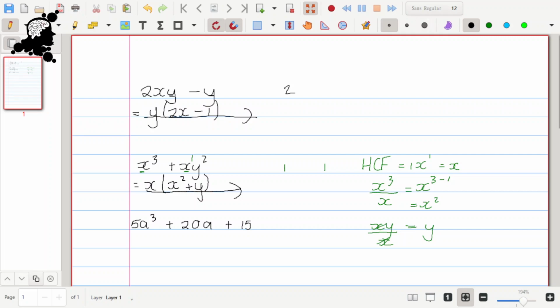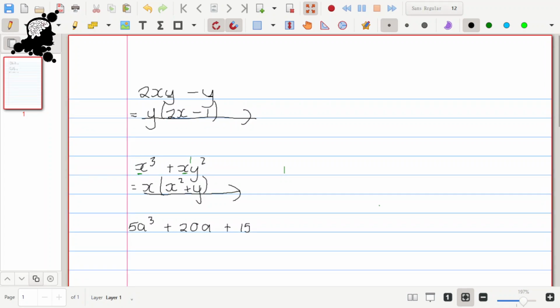Now, once again, what I'm going to do is remove the working from the previous question so that we don't confuse anyone with what we're doing and we don't mix up our work. There we go. So, how do we then factorize this? We need to check, do we have a common factor? Well, let's start with the coefficients. We've got 5 and 20 and 15. Our highest common factor in this instance is just going to be 5.